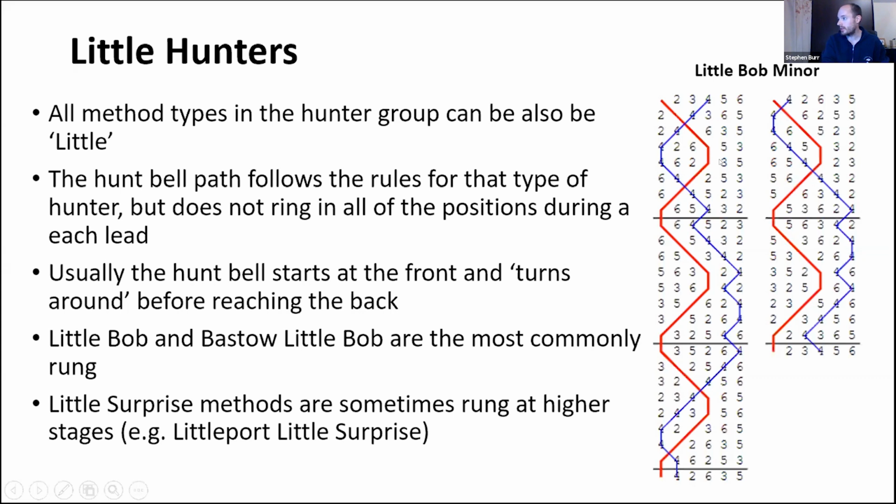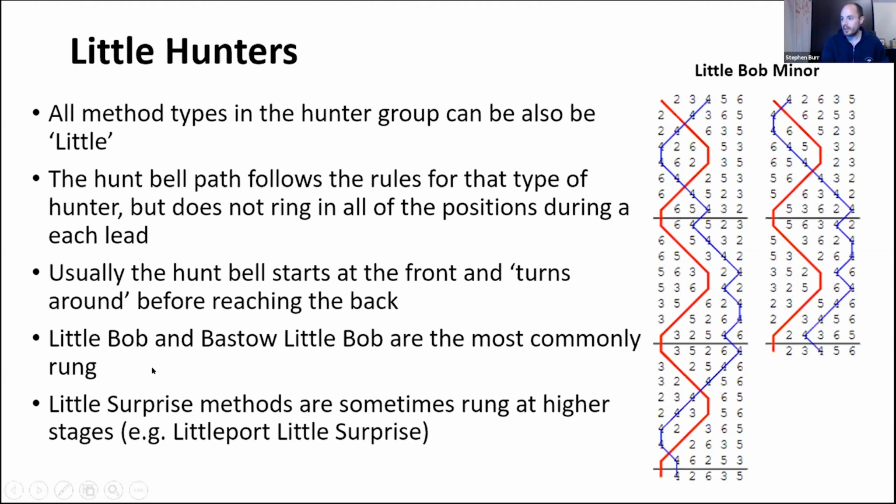So it's only making 2 places during each lead, and it spends 2 blows in each position through its lead. It's just not going all the way out to the back. So that's why it's Little rather than just Plain Bob Minor. I'd say that Little Bob and Basto Little Bob are probably the most commonly rung little methods. Other people may want to mention little methods that they ring often as well.